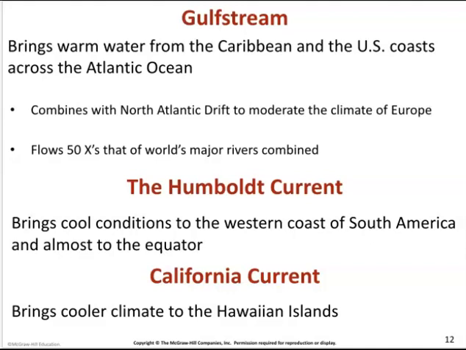The other current we see is the Humboldt current, and this brings cool conditions to the western coast of South America near the equator. And so this current is cooling areas of South America that really need it. And that's how we see beautiful weather out there in some of the tropical regions as well. And then the California current is the third, and it brings cool climates to the Hawaiian Islands.